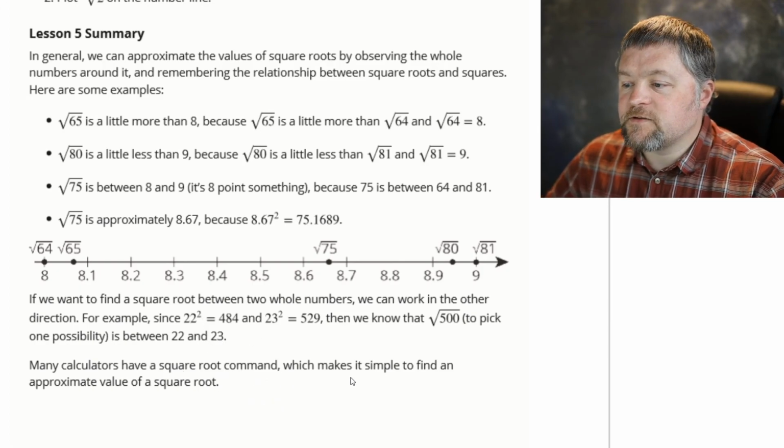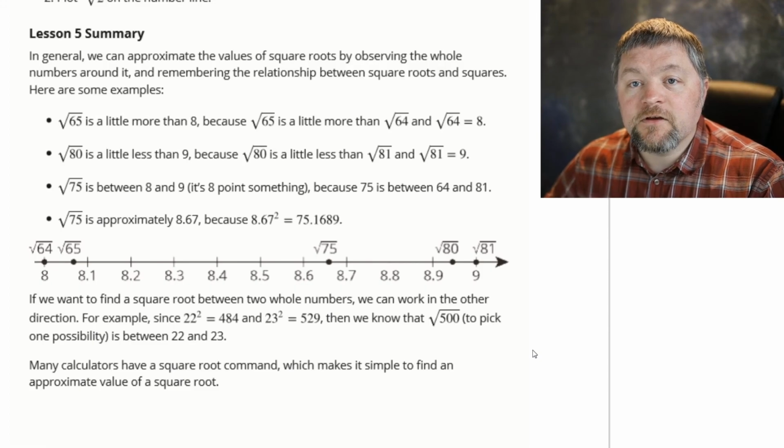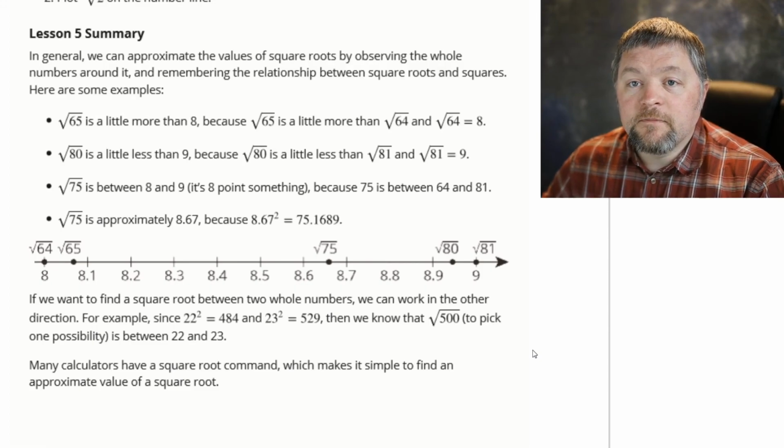Many calculators have a square root command which makes it simple to find an approximate value. Your calculator will not give you an exact value, but an approximation, because the actual value of a square root will be an irrational number, which means it will go on forever, it will never stop. The calculator doesn't have enough space to show an infinite number of digits, so what it's giving you will always be an approximation.